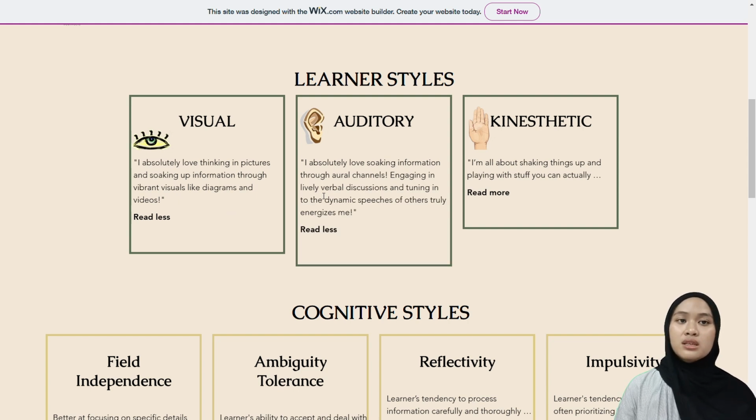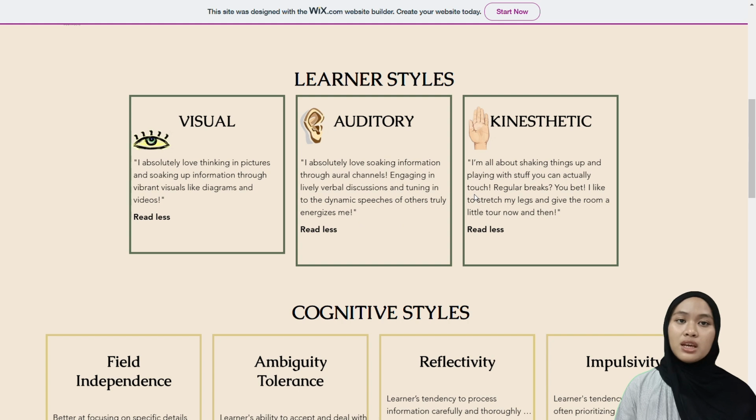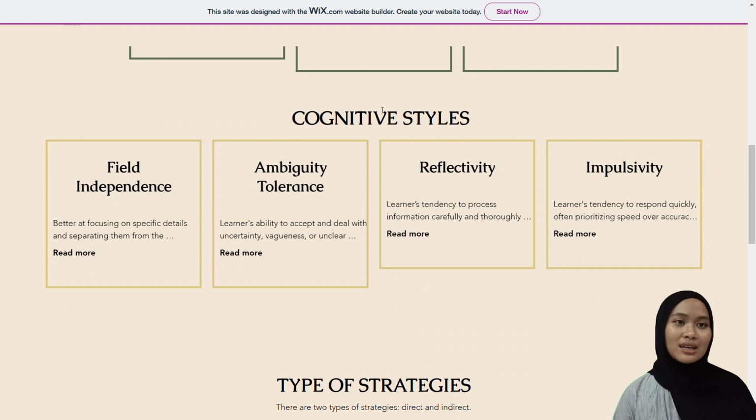Then we have auditory learners that absorb information through oral channels. Maybe the student loves to participate in lively verbal discussions, speeches, or even using music for learning. Finally, the common one is kinesthetic learners. Usually, you will see one student will have more energy than others as they love to move around in the class. Perhaps they love lessons involving demonstration, or we can use role play as an activity in class.